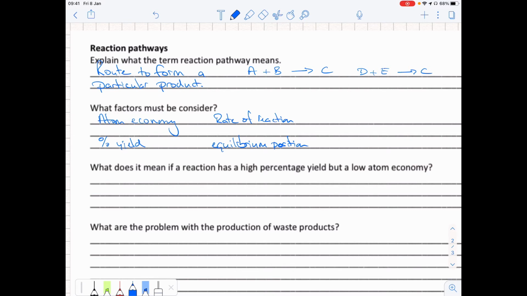Let me just check my notes to see if there's anything else to mention to you there. I think that is some of the key features that we need.